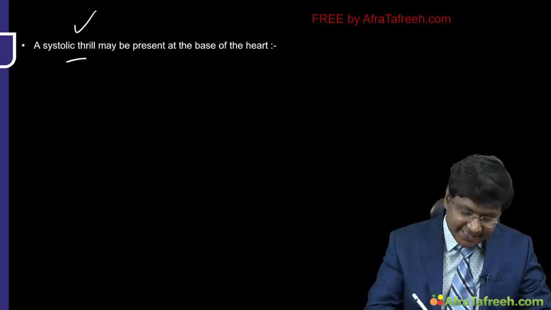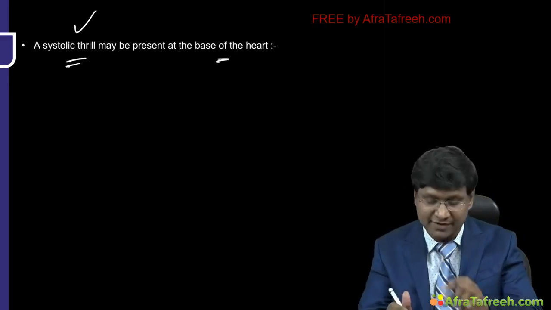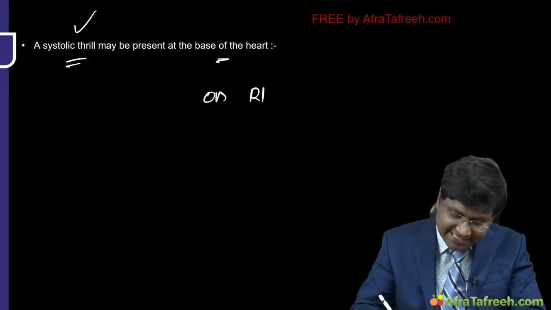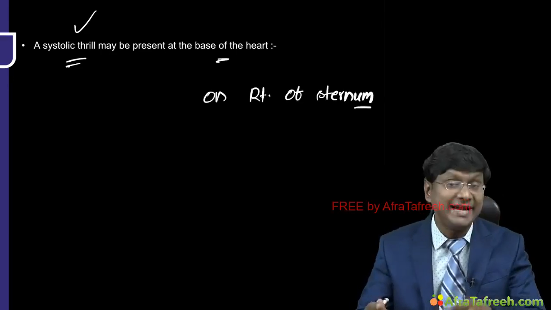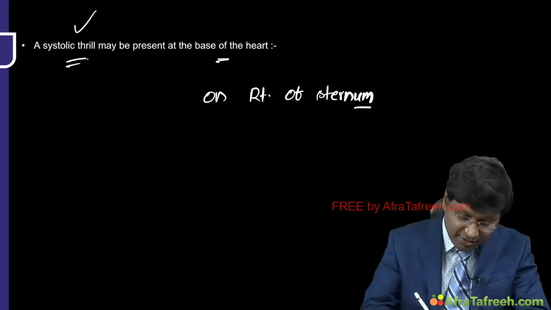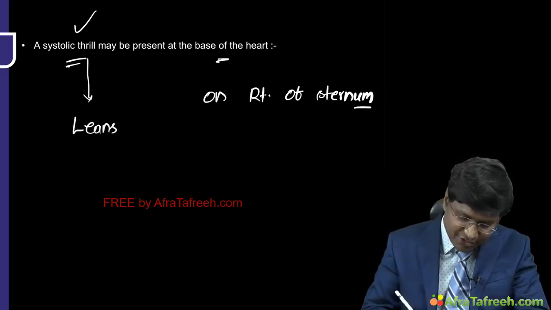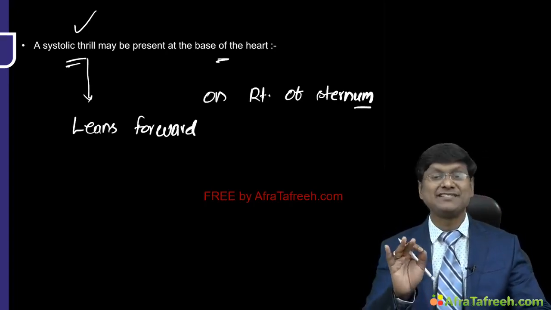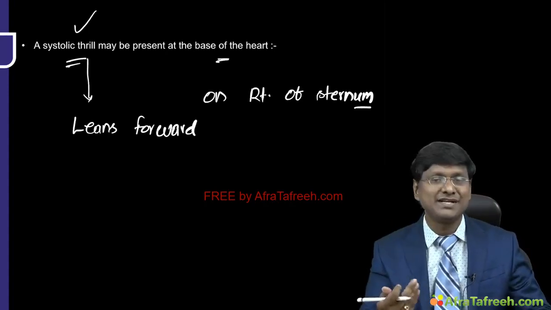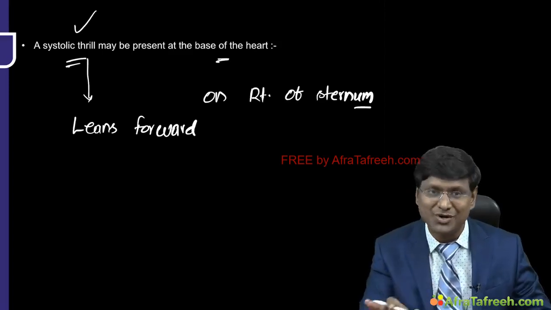And the next thing is the presence of the thrill, and this particular thrill is present at the base of the heart, on the right side of the sternum. You will be able to appreciate it better when the individual leans forward. When the individual leans forward, you will be able to appreciate this systolic thrill better on the right side of the sternum in the second intercostal space or in the suprasternal notch.